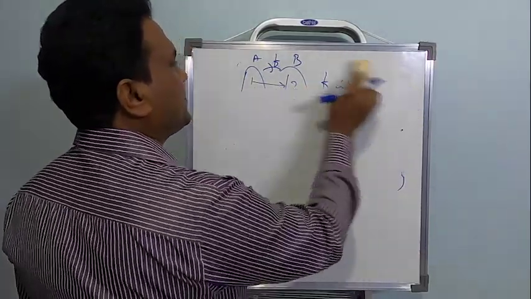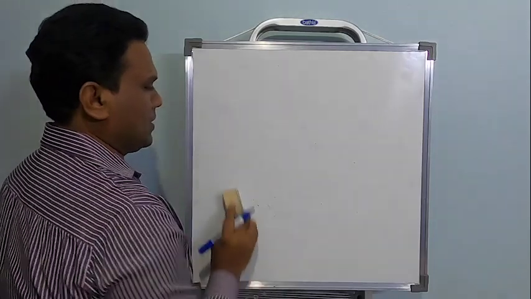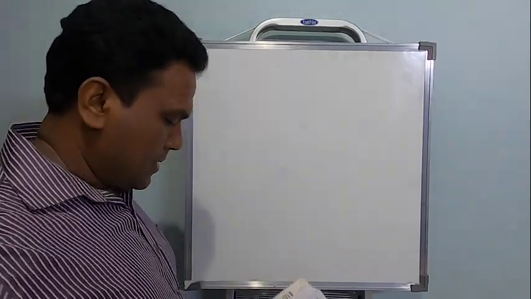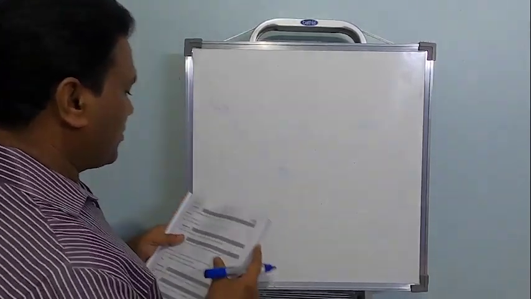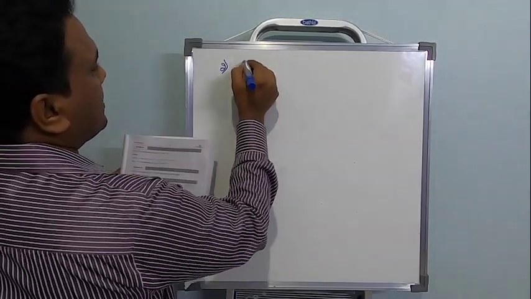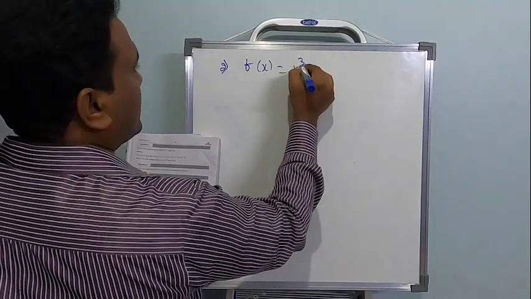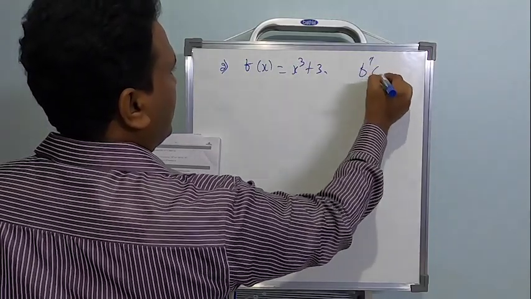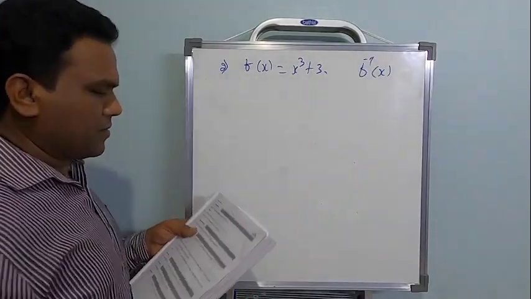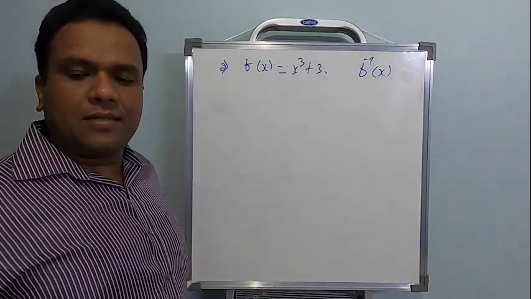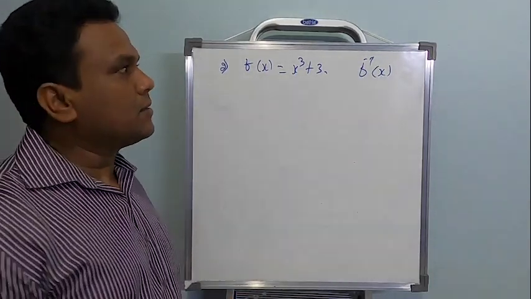Now next, let us move on to example number 2. In example number 2, they said that f of x equal to x cube plus 3, then find out f inverse of x. They directly just said find out f inverse of x.